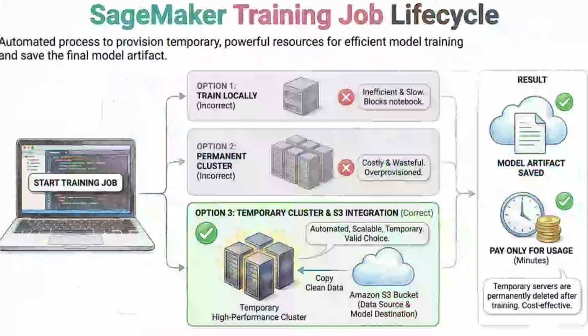Instead, SageMaker automatically spins up a brand new, highly powerful cluster of temporary training servers, copies your clean data from Amazon S3 directly onto them, and begins the heavy mathematical lifting. As soon as the algorithm finishes learning, SageMaker safely saves the final model artifact back into your S3 bucket and permanently deletes the temporary servers, ensuring you only pay for the exact minutes of computing power you actually used.